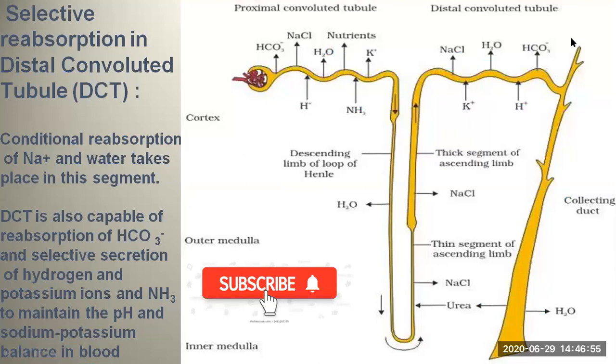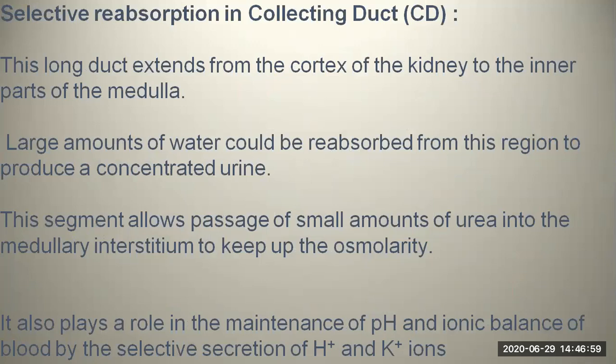Now I will talk about the next, that is selective reabsorption in the collecting ducts, which is the last part of the nephron, where finally urine is formed. This is a long duct extending from the cortex of the kidney to the inner parts of the medulla.